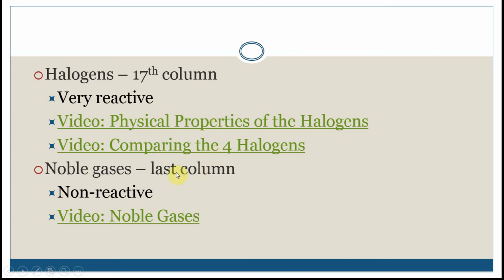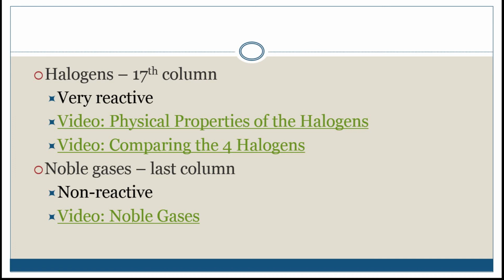And the very last column is the noble gases. They are non-reactive. Why are they non-reactive? We'll talk about why. But the reason they're called noble gases is the idea that you can imagine a king or a queen being very proper, like Queen Elizabeth, and never showing emotion. They're non-reactive, straight face.